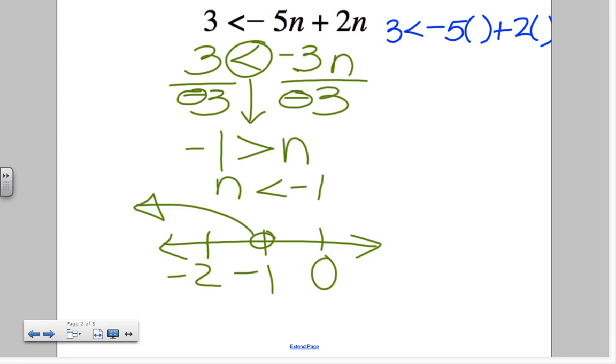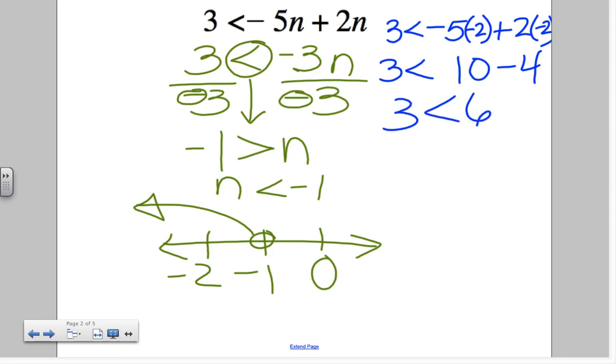And when we simplify the right-hand side, we have, what's -5 times -2? 10. And 2 times -2 is? -4. And when we take 10 and -4 and put it together, 6. And that has to be greater than 3. Do you guys agree that either 3 is less than 6 or 6 is greater than 3? We true? We're good? All right.